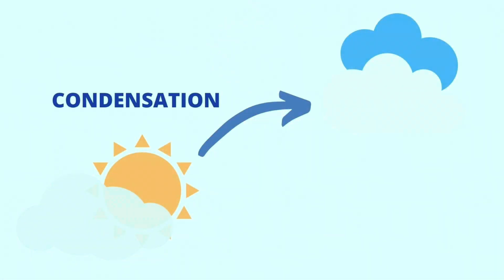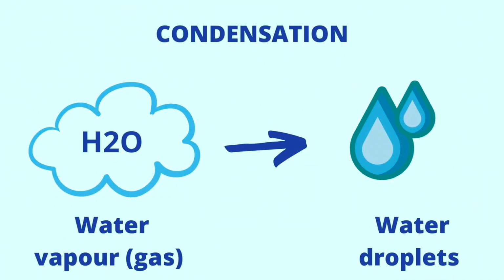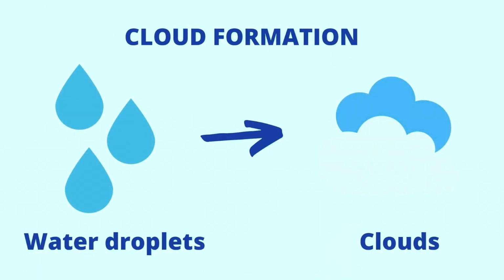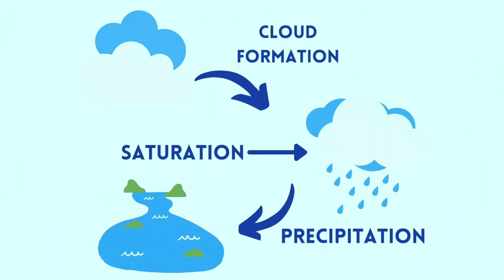When this vapor hits cold air, it turns into tiny droplets of water due to condensation. Condensation is the process by which a gas, water vapor in our case, becomes liquid, or water droplets. These water droplets stick to each other to form clouds. When the clouds become fully saturated with water, the water falls down as raindrops, also known as precipitation. Precipitation can also refer to snowfall or hail.